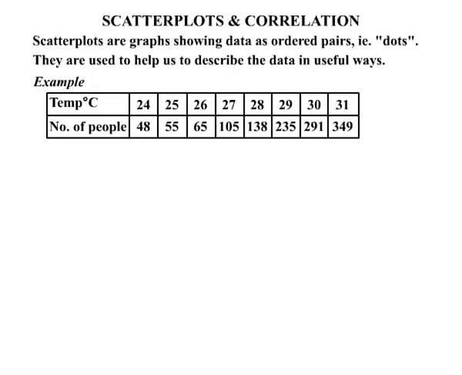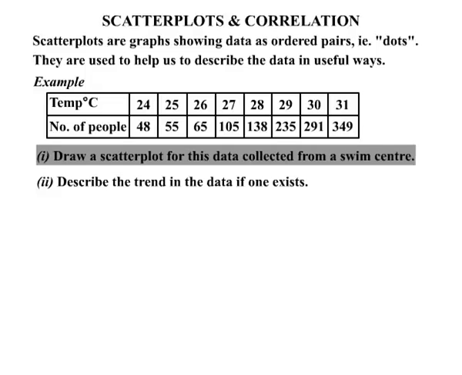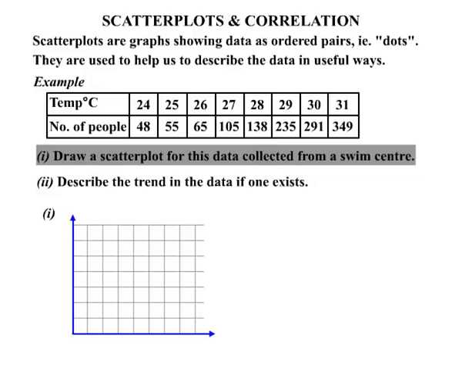We have a table here where the temperature in degrees Celsius is linked with the number of people. We need to draw a scatterplot for this data collected from a swim centre. Then in part 2, describe the trend in the data if one exists. Let's do the first part initially, to draw a scatterplot for this data collected from the swim centre. Now, there's our axes, the temperature in degrees Celsius, and the number of people.